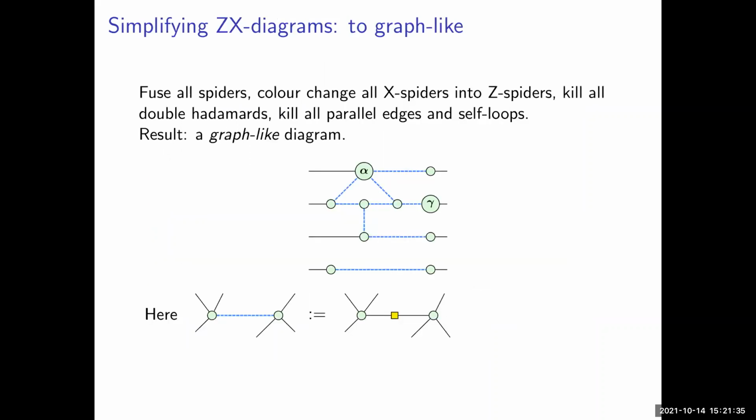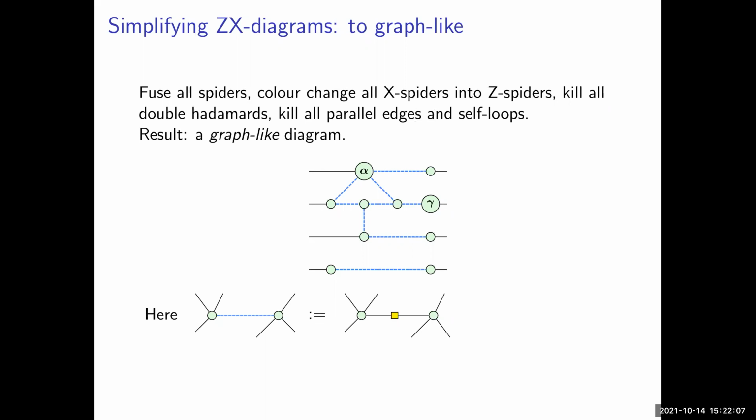Okay. So now let's get to the second step, which is simplifying ZX diagrams. And I'm just going to be describing the standard algorithm that probably quite a few people know that has been used for the T-count reduction kind of stuff, which is essentially trying to get rid of as many Clifford spiders as possible. So the first step is we fuse all spiders, we change all the X spiders into Z spiders, we kill all double Hadamards. So if you have two Hadamards in a row, we can cancel them.